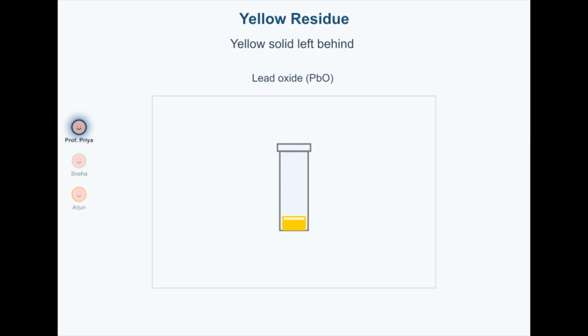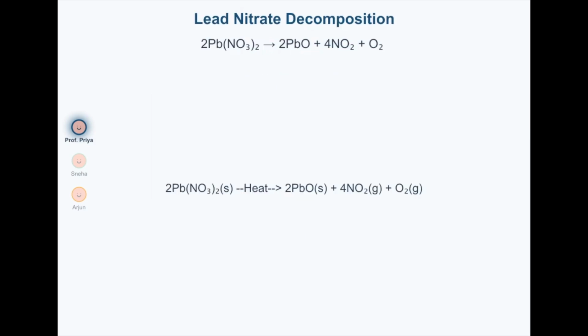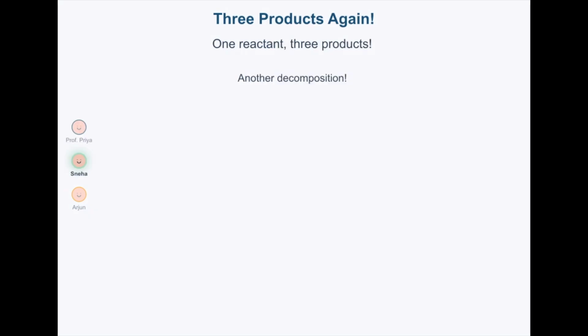After heating, notice the yellow solid residue left behind. This is lead oxide, PbO. The complete equation shows lead nitrate decomposing into lead oxide, nitrogen dioxide, and oxygen gas. So again, one reactant broke down into 3 different products. That's definitely a decomposition reaction.